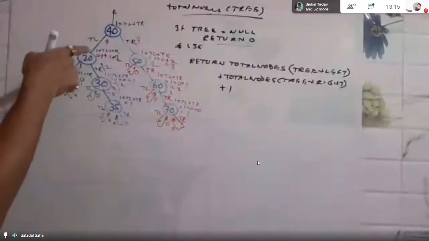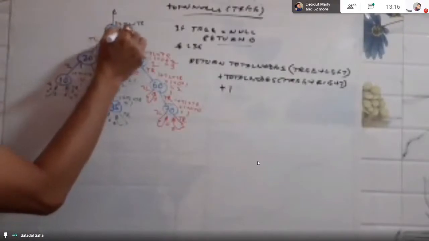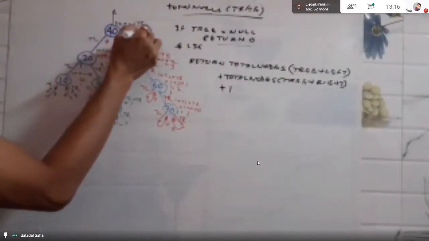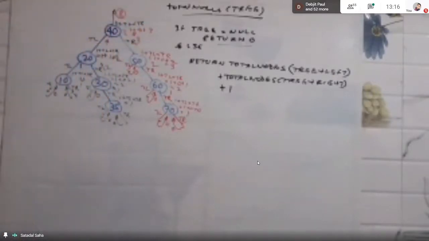Now 40 is getting 4 from the left child, 3 from the right child. So it will be 1 plus 4 plus 3. It will be 8. So it will return back 8 to the caller. That means the total number of nodes in the tree is 8.